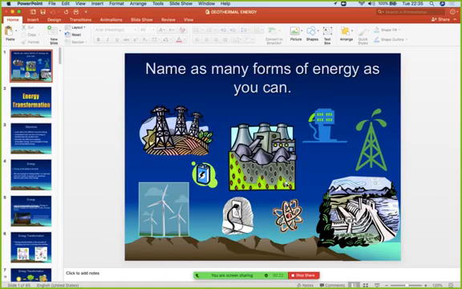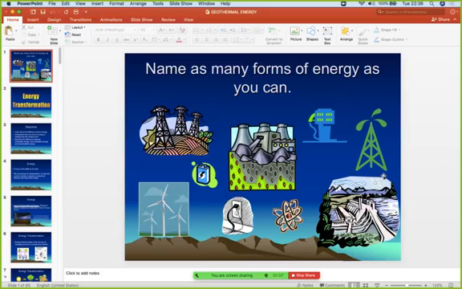After our prelim exam, we'll proceed to the next topic regarding power plants. I have my presentation entitled Geothermal Energy, but discover all other power plants that produce energy as well. Name as many forms of energy as you can see from this slide.